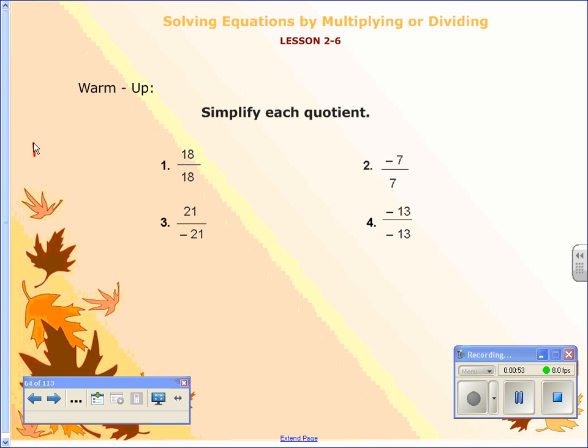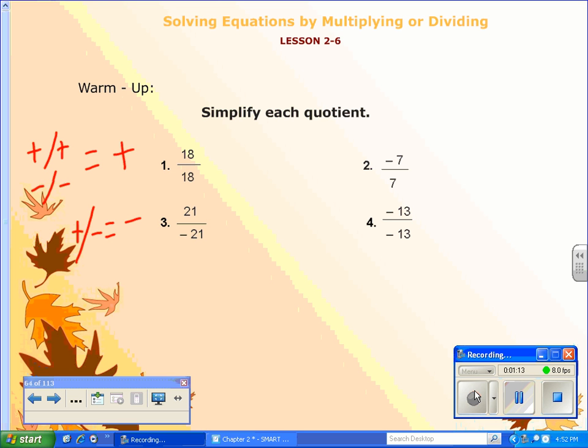If both numbers are positive or both numbers are negative, when you divide, you get a positive quotient. But if one number is positive and one is negative, you get a negative quotient. Keep that in mind as you do these four problems. Go ahead and pause me now and solve those problems.